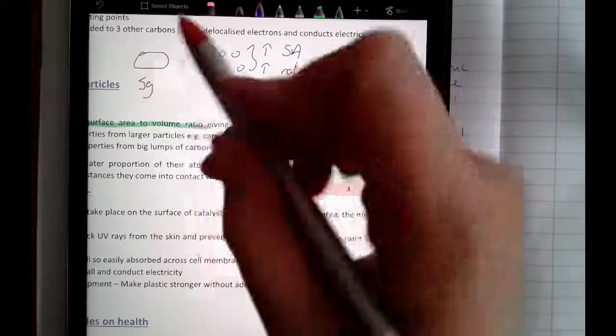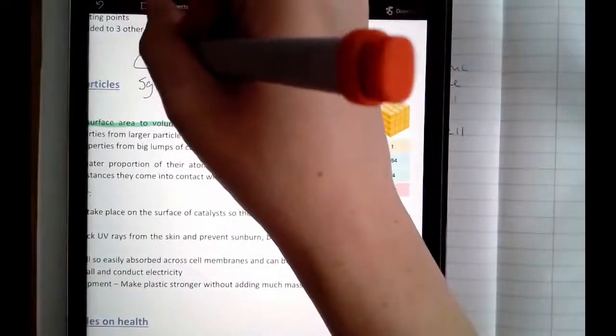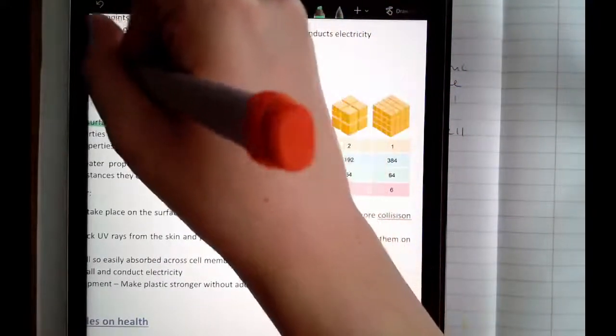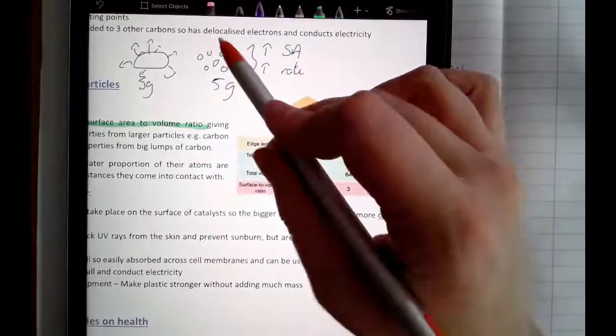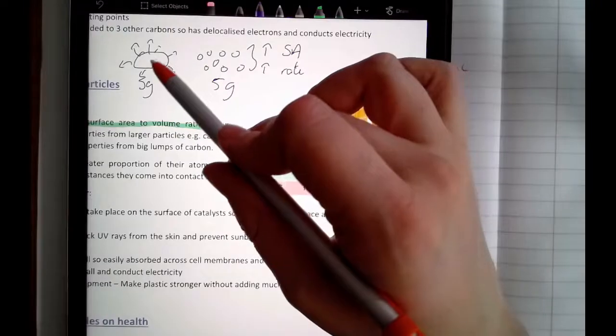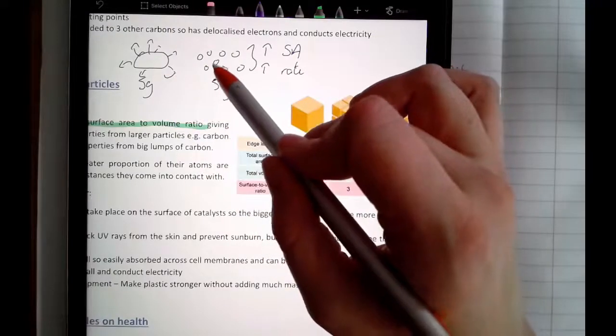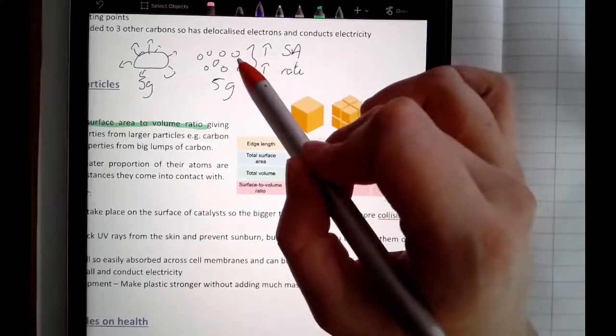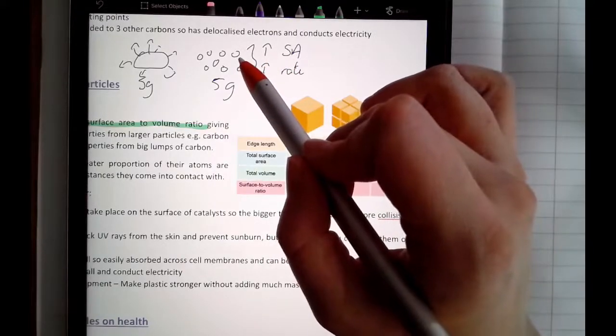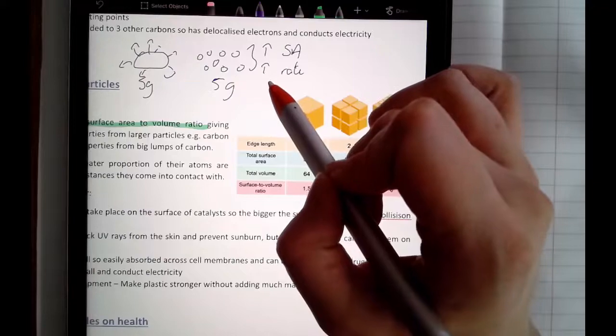In the big lump, only the atoms on the very outside of the metal are capable of reacting. When you cut it into small pieces, a lot more of those atoms that were originally on the inside now get exposed and are able to react. So by increasing the surface area, more particles come in contact with whatever it is that they're reacting with, and that increases the rate of the reaction.